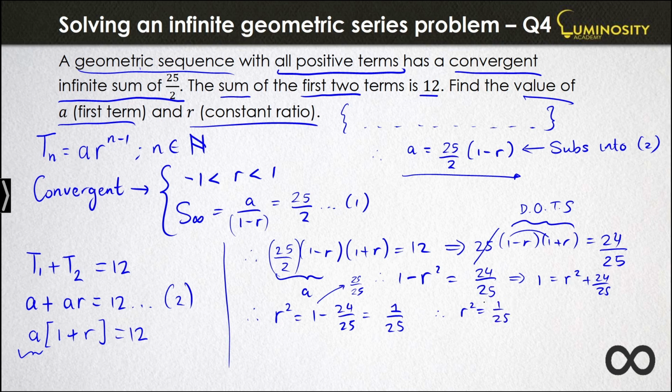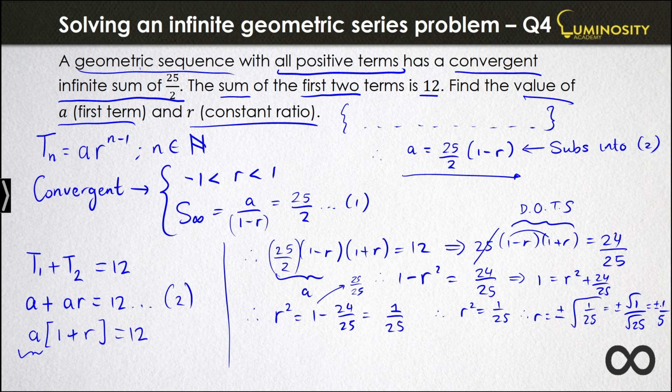Because I'm solving this quadratic equation with r as my expression squared, if I square root both sides, it's going to be plus or minus the square root of 1 over 25. That's plus or minus the square root of 1 over the square root of 25, which is plus or minus 1 over 5. So those are the two possible r values.